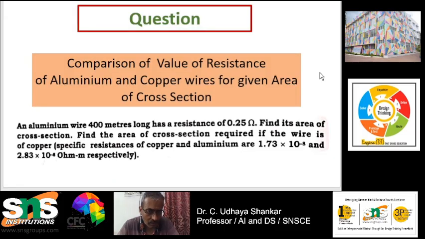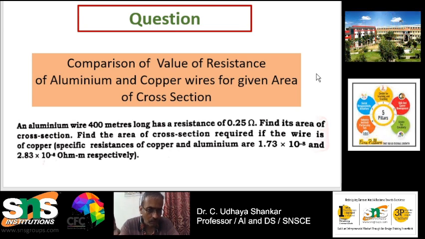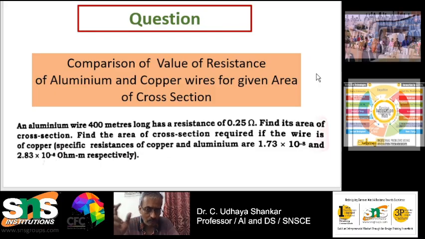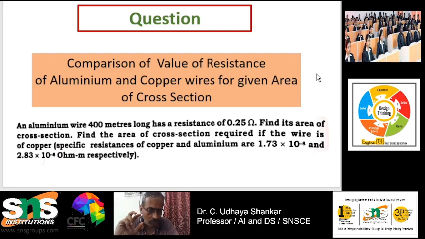So the question is, I just want to compare the value of resistance of aluminum and copper wires for a given area of cross section. For example, if the value of resistance has been given, and I find the area, how does it vary for that specific resistance? For a certain value of resistance, how is the area of the copper and aluminum wire going to vary? This is what my question is all about.